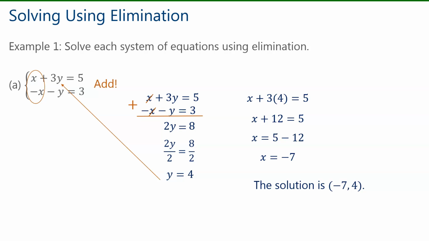Now just like when we looked at solving by graphing and substitution, you should always verify your solution. So let's go ahead and plug x to be -7 and y to be 4 into the first equation. If I do that, I would have -7 plus 3 times 4. Now simplifying that, I would have -7 plus 12, which equals 5. So that shows that equation 1 is verified.